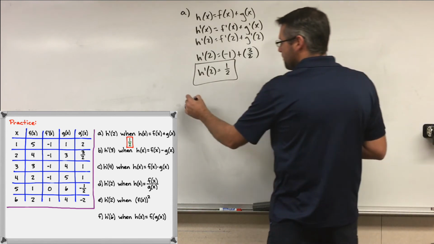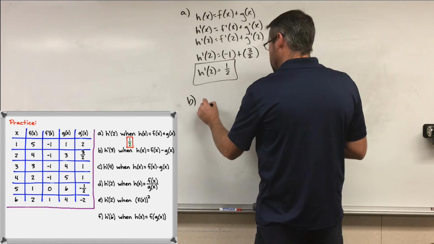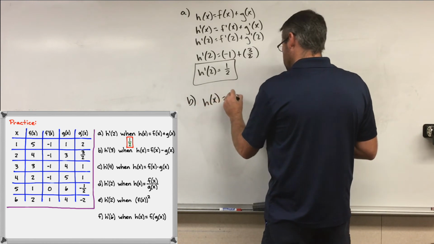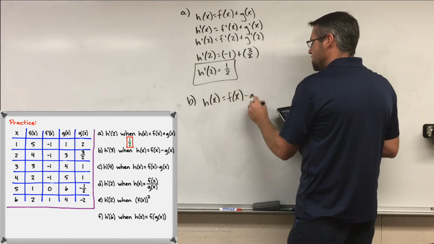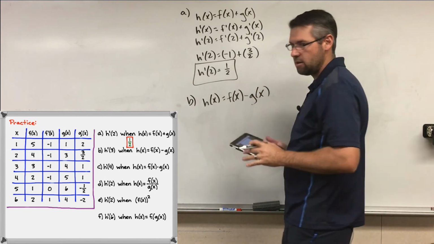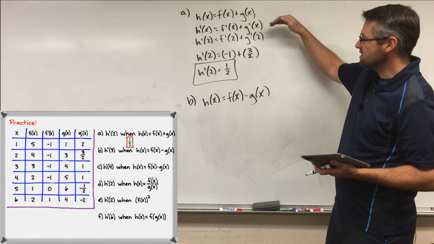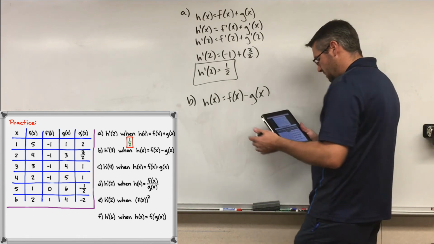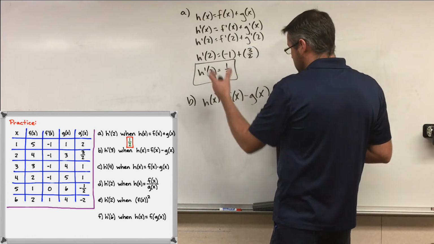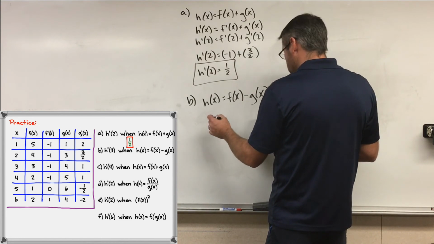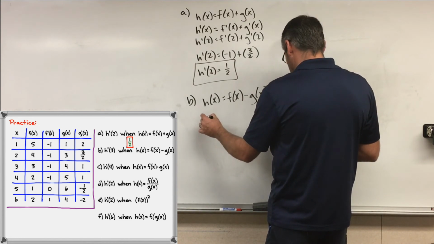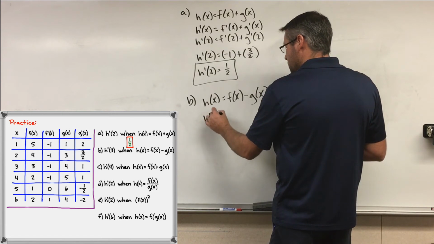For B, we have h of x equals f of x minus g of x. And it's not okay to just plug in numbers and solve. You've got to show the derivative and the steps along with it. If this was an AP exam question, and I've seen questions that are very similar to this on free response questions in the past, you're going to have to show the work.